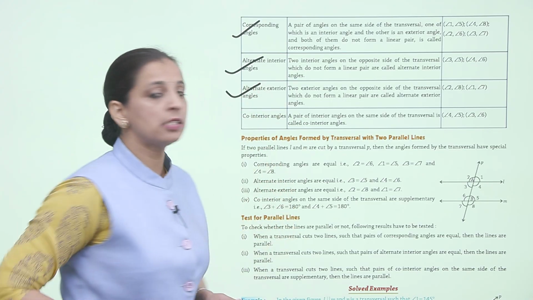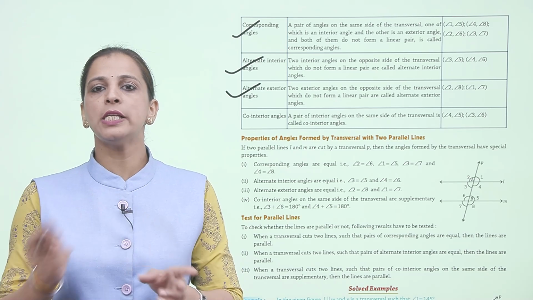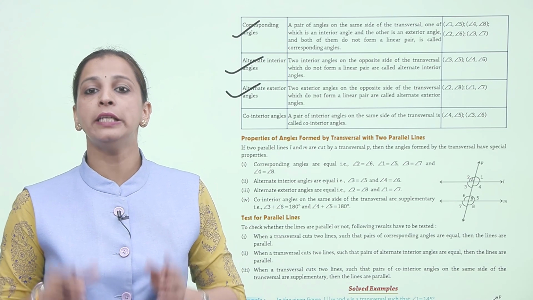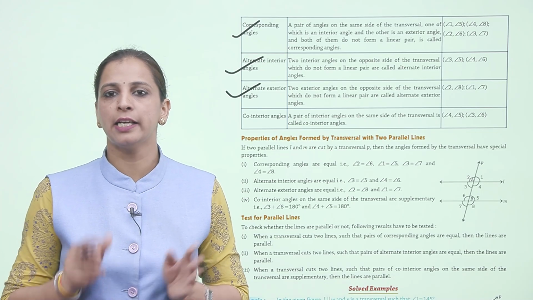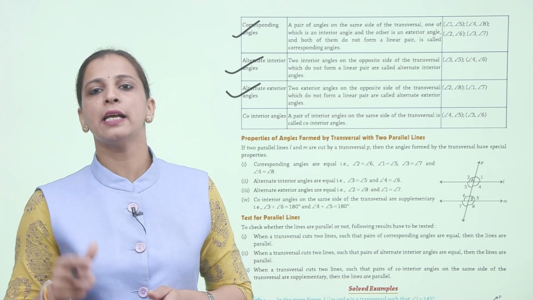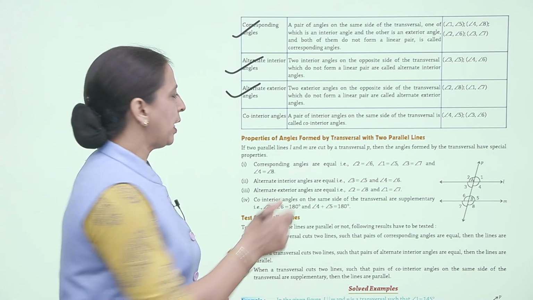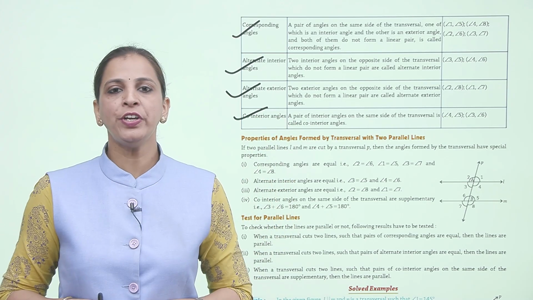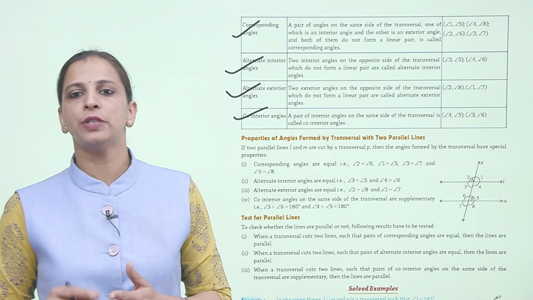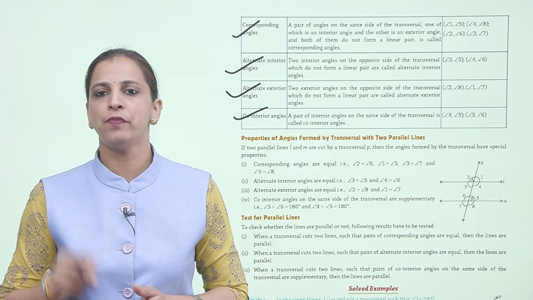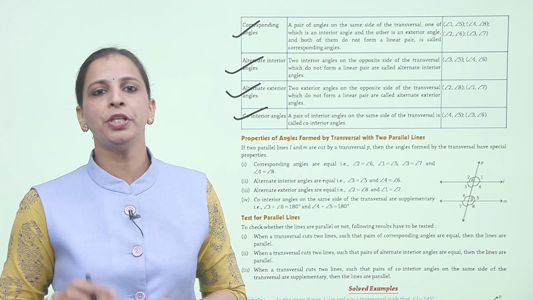Alternate exterior angles. Two exterior angles on the opposite side of the transversal which do not form a linear pair are called alternate exterior angles. Angle 2 and angle 8, angle 1 and angle 7 are alternate exterior angles. Now, co-interior angles. A pair of interior angles on the same side of the transversal is called co-interior angles. Angle 4 and angle 5, angle 3 and angle 6 are co-interior angles.